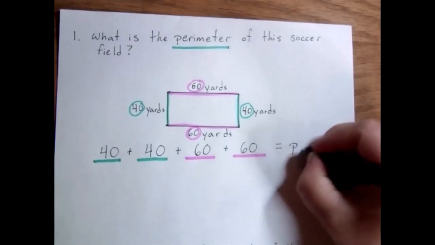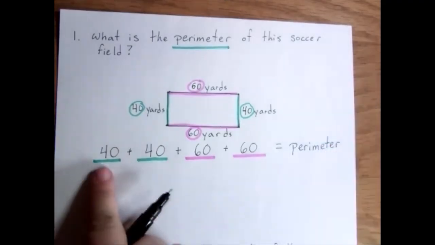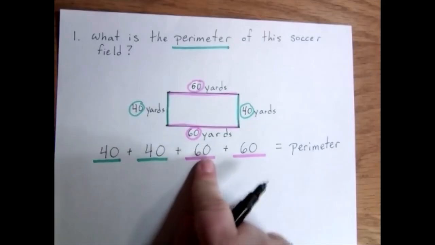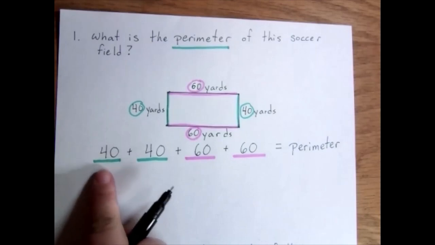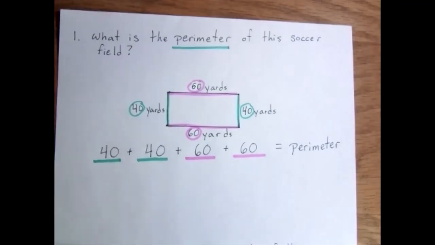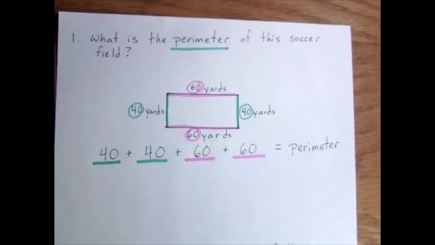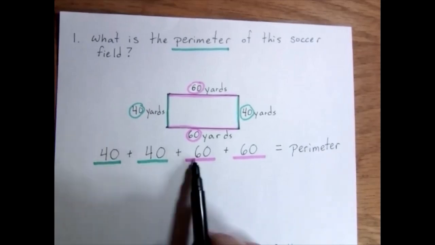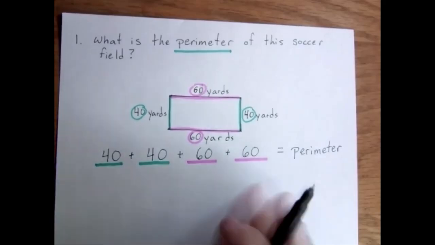And this is going to equal the perimeter. So I have 40 plus 40 plus 60 plus 60. So I can either just start 40 plus 40, or if I know that I can combine 2 of these numbers to create an easier number to work with, then I can go ahead and do that. So because I know that 40 plus 60 makes 100, I can do 40 plus 60 and 40 plus 60. You can write it in any order you need.